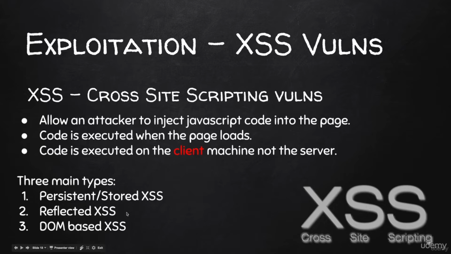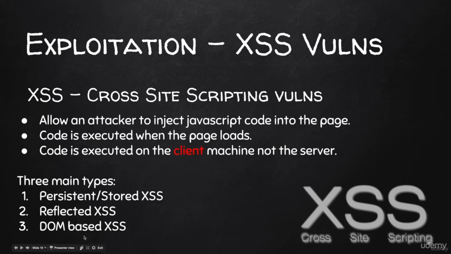There are three main types of XSS vulnerabilities: persistent or stored, reflected, and DOM-based. The stored XSS gets stored into the database, so the code that you inject will be stored into the database or into the page, so that every time any person views that page, your code will be executed. With the reflected one, the code will only be executed when the target user runs a specific URL crafted by you. So you'll be manipulating some sort of URL and sending it to a target, and when they run that URL, the code will be executed.